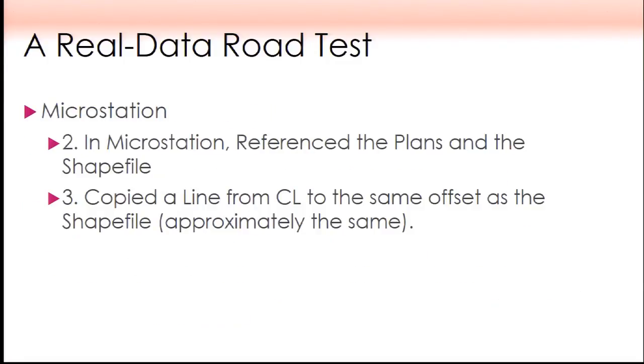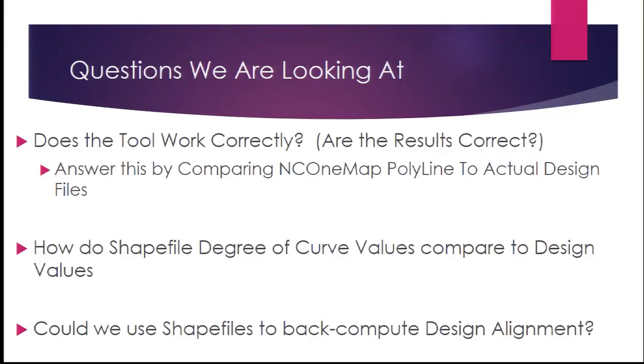So that's just a review. These slides were to remind me if I forgot what I was doing. And so let's go back to the questions. Number one, does the tool work correctly? I believe it does. Number two, how do shapefile degree of curve values compare to design value degree of curves? I would say they're pretty good, but you need to have a way to address outliers. So if I'm using degree of curve to find places where you're going left, left, left, left, right, left, left, left, you want to take that sharp jog to the right out using statistics.